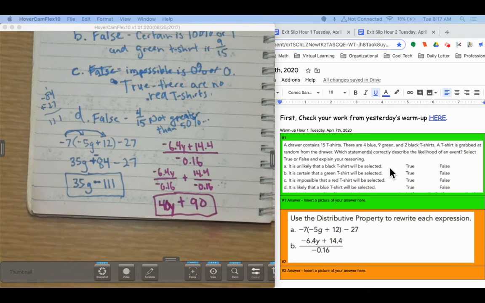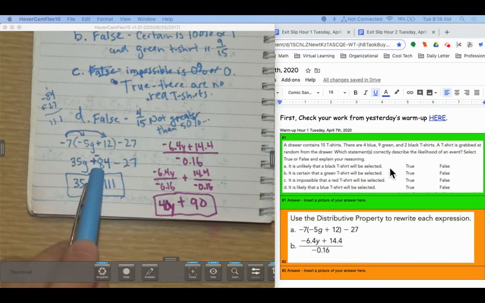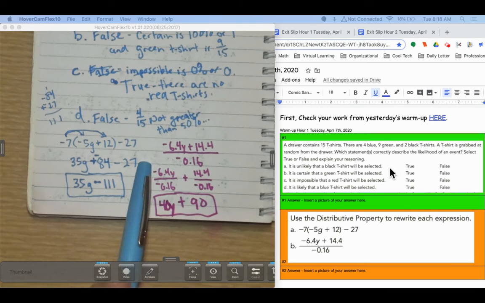Okay, so here I use the distributive property of multiplication over addition, and then I combine the like terms. Here, I use the distributive property of division over addition, and then I simplify the fractions to give me a simpler algebraic expression. That was your warm-up from yesterday.